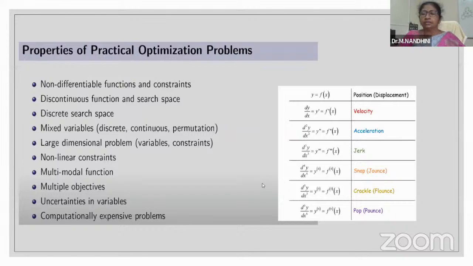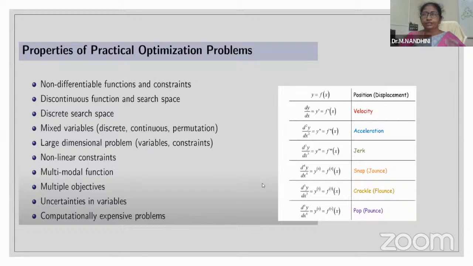Again, if you are differentiating with respect to x, you have other terms like jerk, snap, crackle, and pop. You see, velocity and acceleration. Velocity is the normal way of going. Acceleration, if you are speeding up, that is a speed up with the work, you have to accelerate. That is the literal meaning of acceleration.